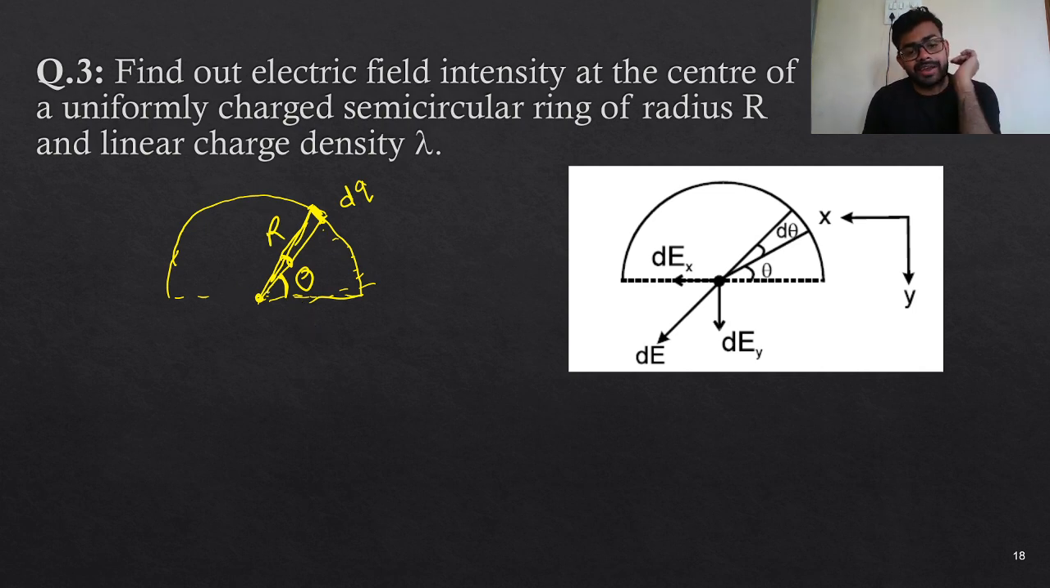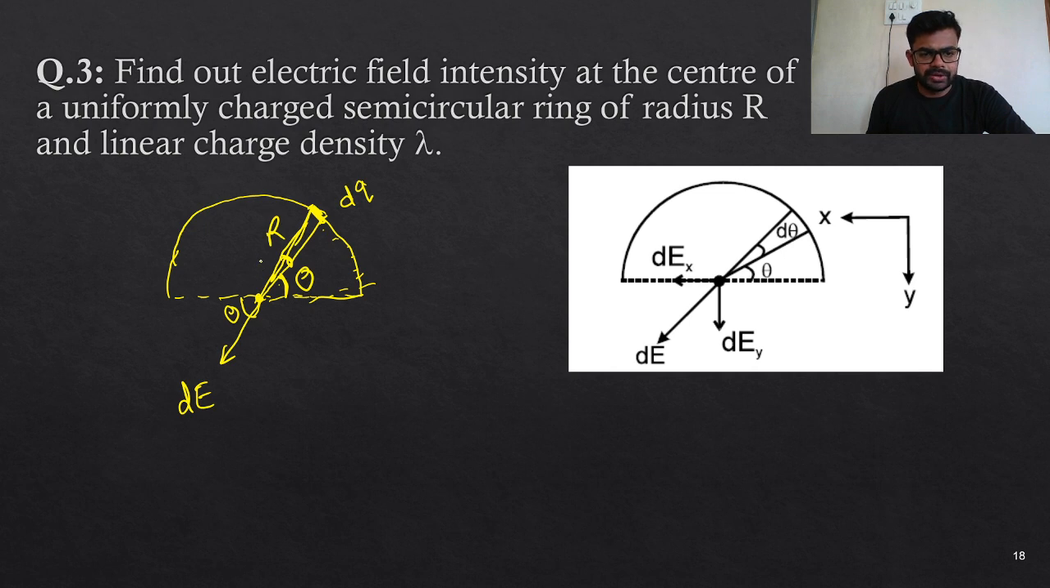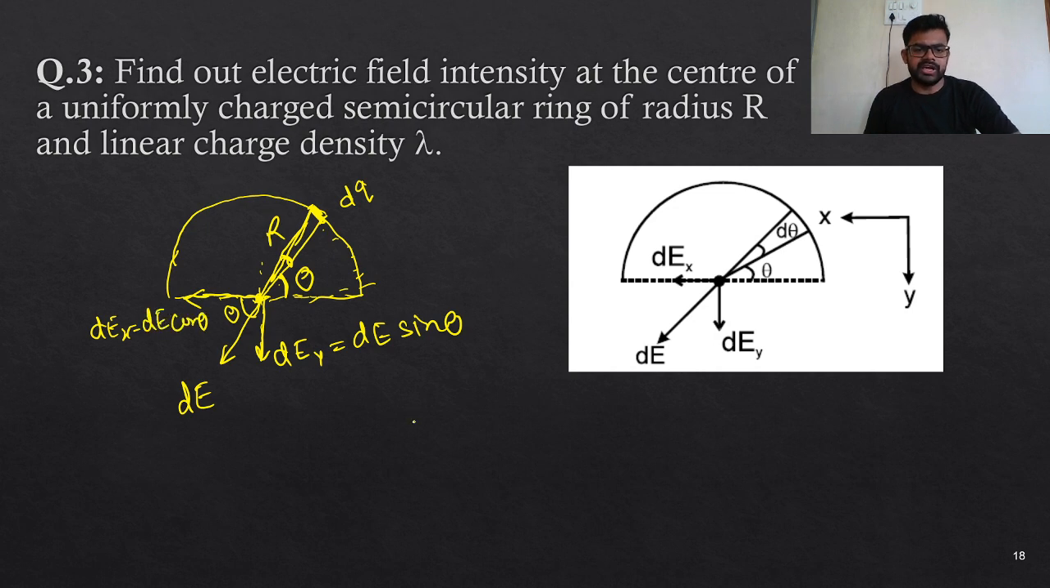So what will be the direction of field? The direction of field due to a charge is always away from the charge, like this. This is the direction because of the dq charge, so I can write it as dE. This angle is theta, so this angle is also theta. Now this is the y-axis, this is the x-axis. I will take two components: in the y direction, dE sin theta, and in the positive x direction I considered, dEx, that is dE cos theta. Are you getting? That's all.